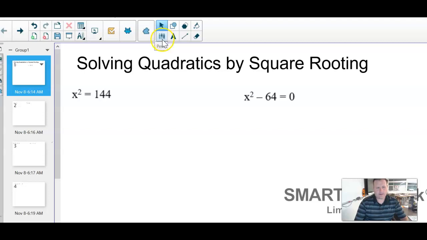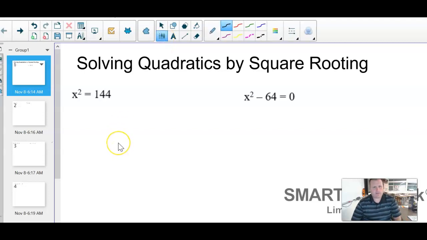Okay, we're looking at solving quadratics by square rooting. This is just again a technique trying to figure out and solve equations that are quadratics, but by square rooting. This is something you guys have done before. We're just gonna go over this again and make sure you guys are good with this.